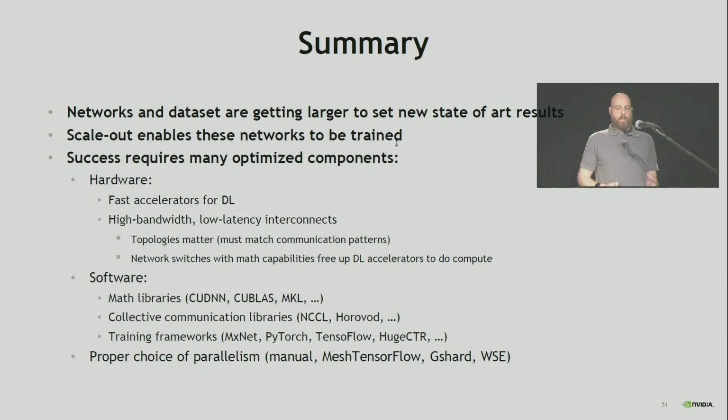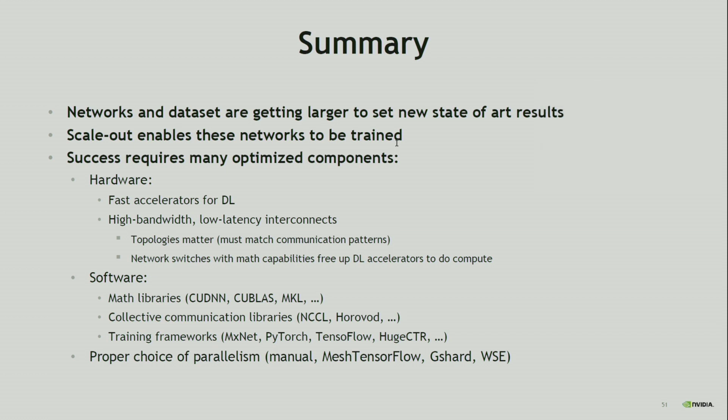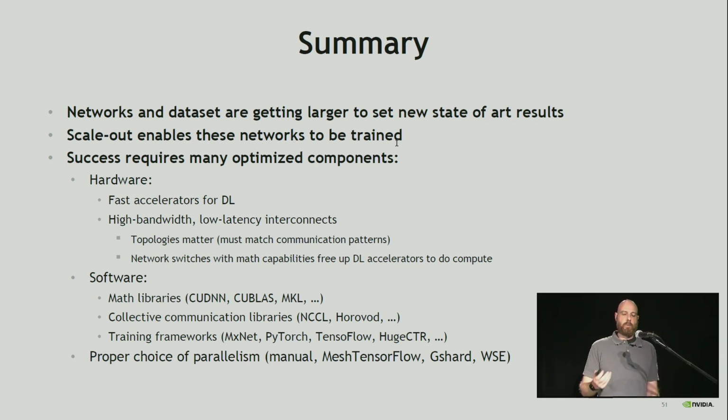Okay, so a quick summary of what we've seen. Networks are getting larger and larger. Datasets are getting larger and larger. They take longer to train. They require more resources to train. So scale out is basically the only solution to keep up with those increasing demands. But success at scale out requires optimization and tweaking of many components. You have to have well-optimized hardware as well as software.